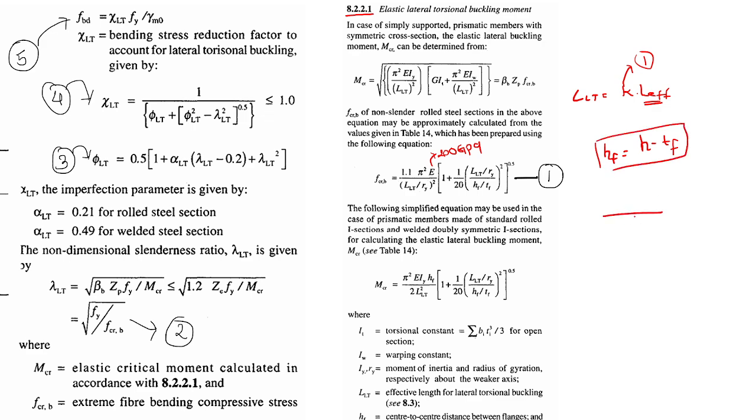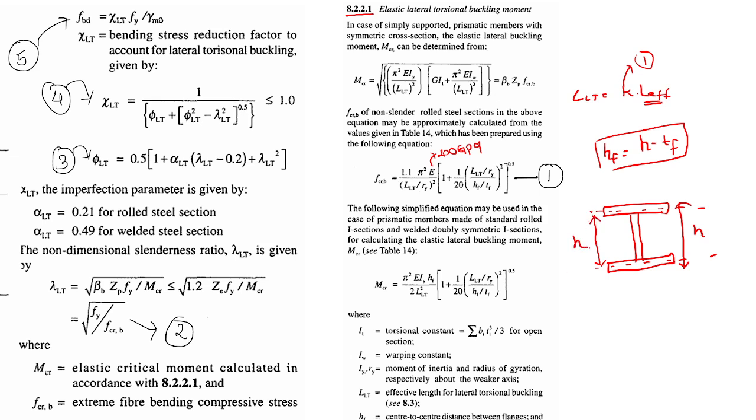Okay, because for I section, so let's draw the I section. This is given to us H, and we need this distance from half. So we need this one.